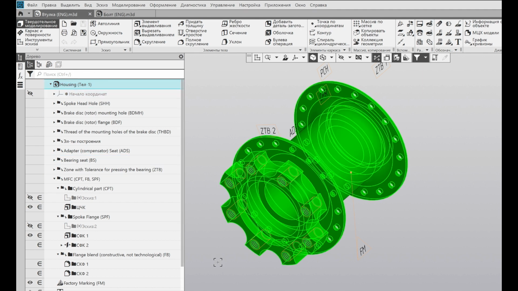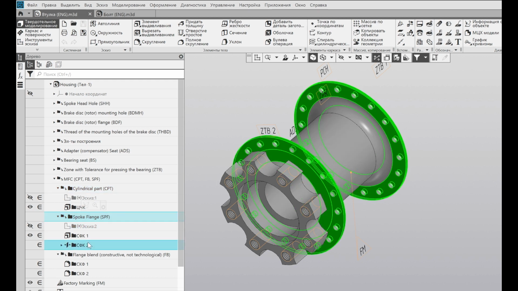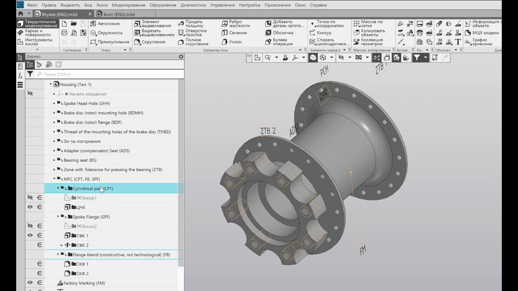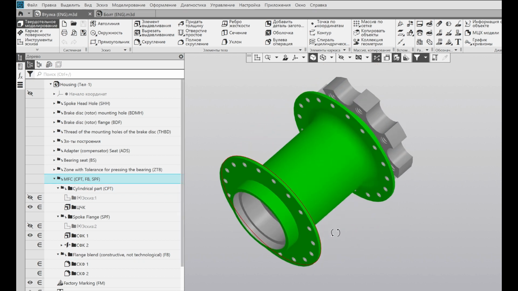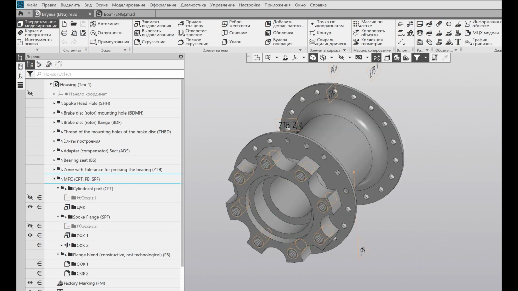In the case of a front wheel bushing, there are also some clarities in the cylindrical part of the housing. The 2 spoke flanges and 2 flange blends are one part that's further machined for the mechanical formation of the remaining carriers of function. Thus, it's impossible to formulate a universal rule. It's necessary to consider each object of analysis separately.